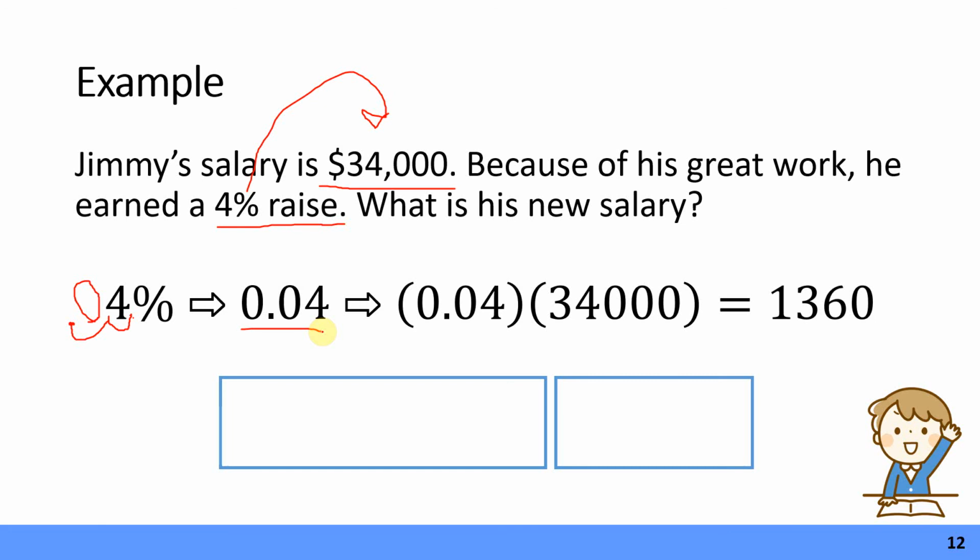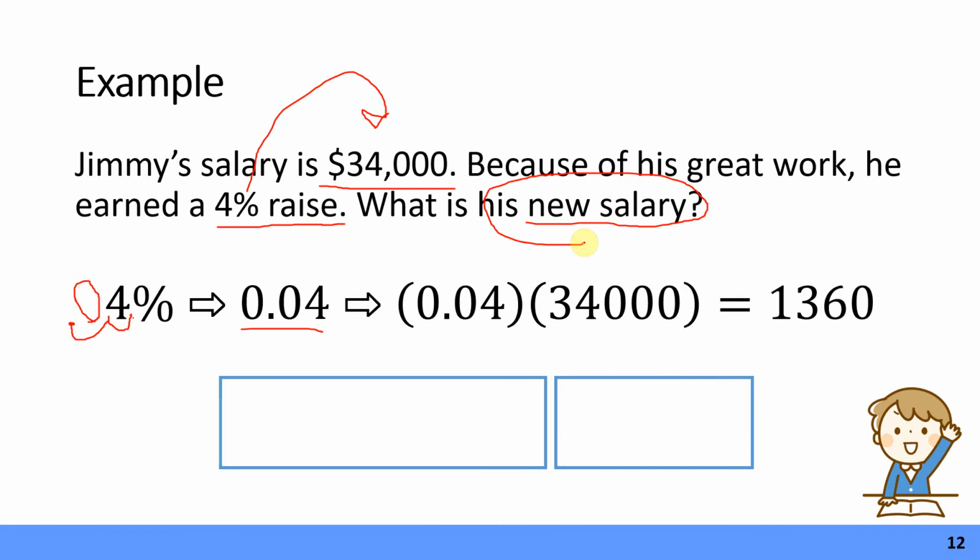So Jimmy's salary is $34,000, and his 4% raise means that he's going to be getting a raise of 1,360. Again, if you are so tired of this problem, you would be like, okay, I'm done. Awesome. That's it. But be careful. The actual question is, what is his new salary? If the question would have been, what is his raise? Then yes, you're done. 1,360 is how much he's getting extra. But since you're asking us, what is his new salary? There's an extra step required.